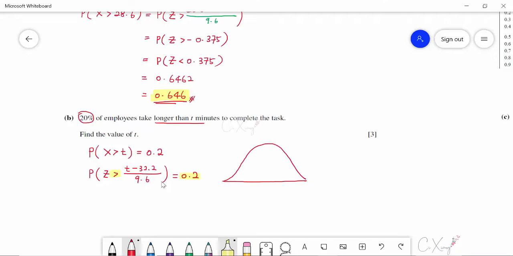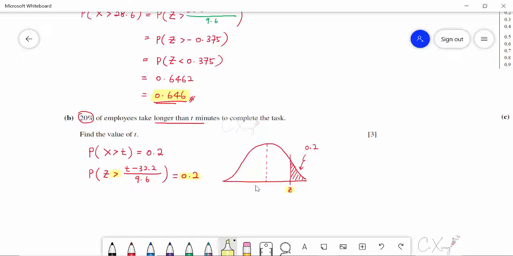And if I draw the graph, it means that my value of z will be here, and this area is actually 0.2. Okay, all right, so this is the correct graph that we should have now. Okay, then now I want to find out this value of z. What is this value of z?